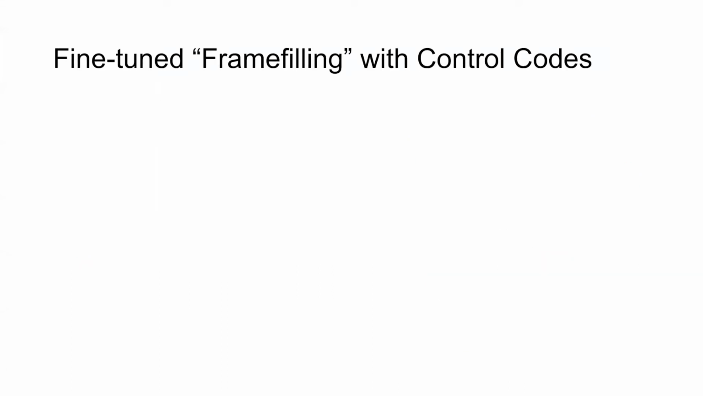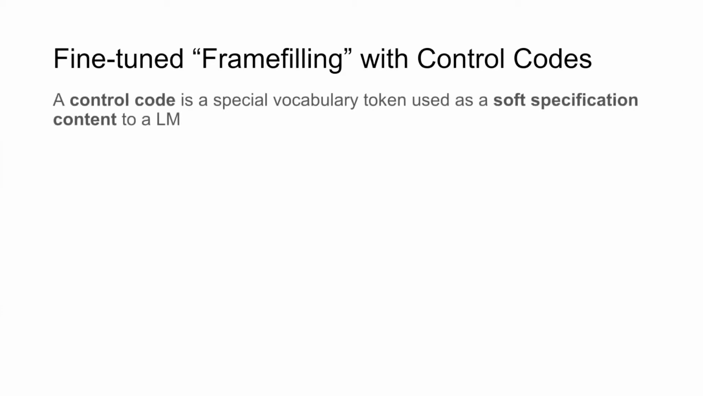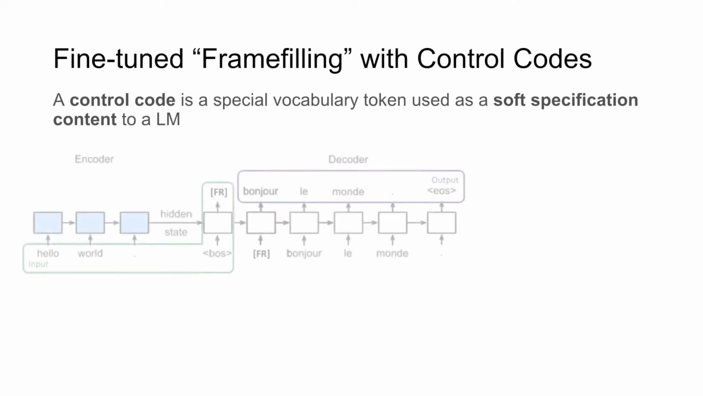We compare the lexically constrained decoding approach to a second method for frame-guided generation, where rather than modifying the decoding phase of the language model pipeline, we modify the training. We use an increasingly popular technique called control codes, which are special vocabulary tokens that can be used as prefix to generation in order to specify something about the output text.